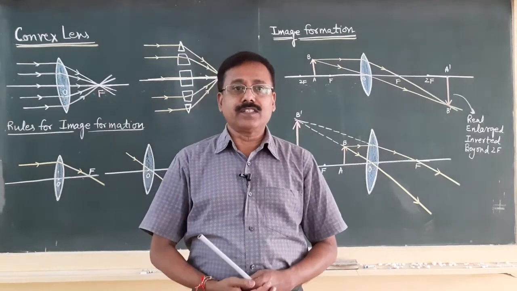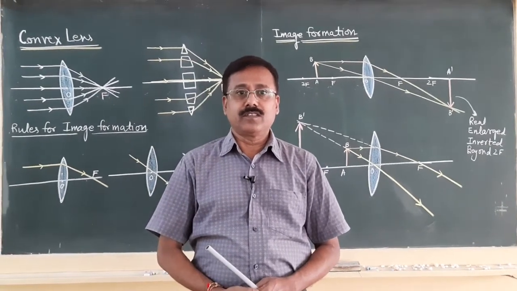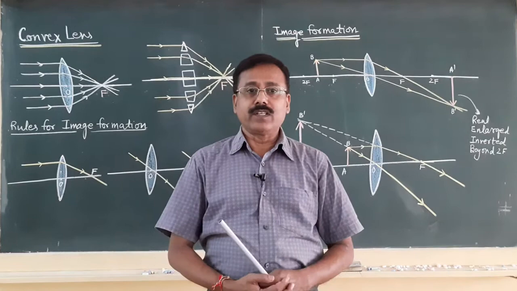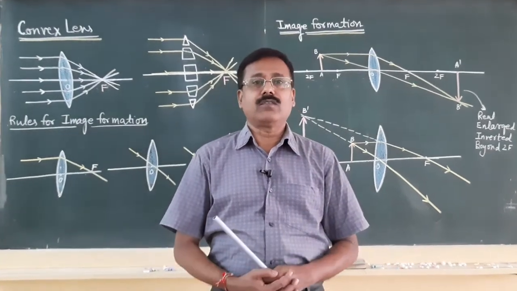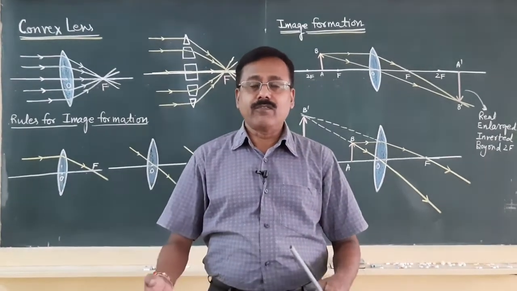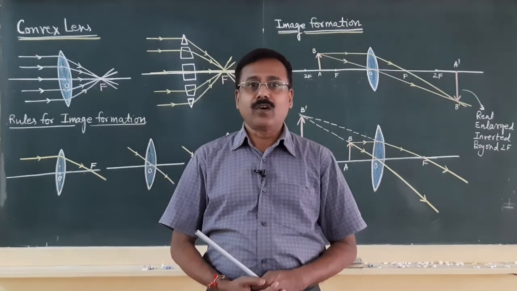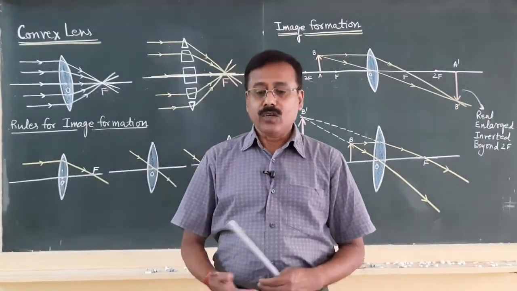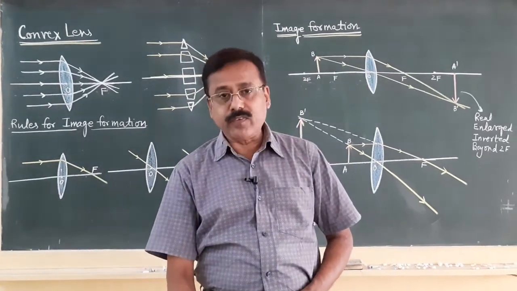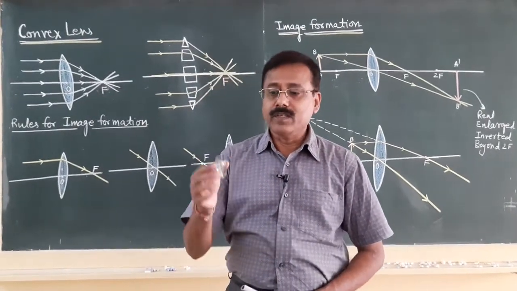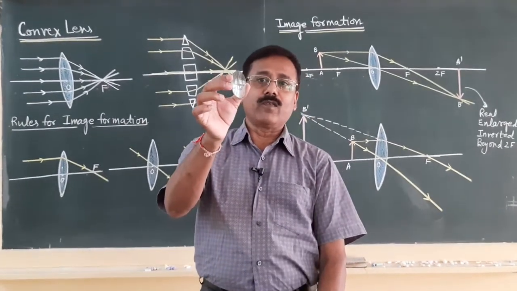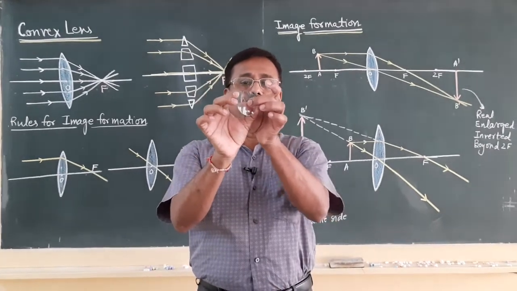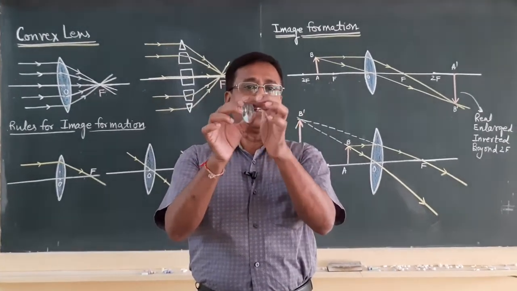Today we will discuss the convex lens, why it converges, rules for image formation, and finally the two cases of images formed by the convex lens. A convex lens is basically a spherical bounded medium, like you can say this is the convex lens. In the middle it is thicker, at the edge it is thin.